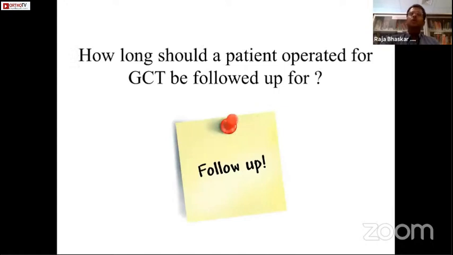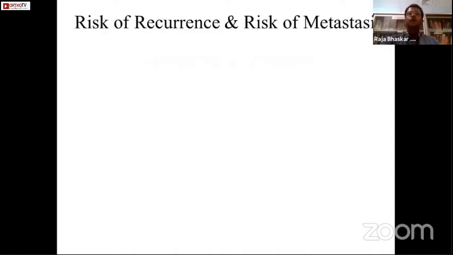So the last thing: how long should a patient operated for GCT be followed up? This is very important, as we have seen in our previous case. If follow-ups are missed, you can be left with metastasis. And especially in countries where there is not an established sarcoma service, it's very difficult. But you need to be aware that routine follow-up is a must, especially with the risk of recurrence and with the risk of metastasis.